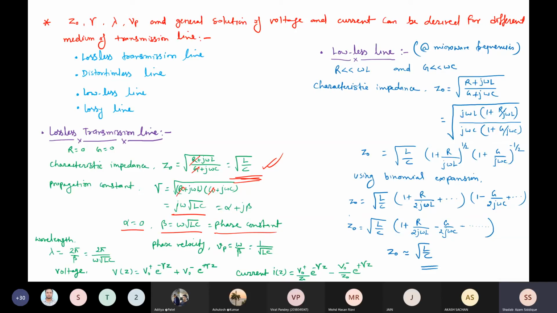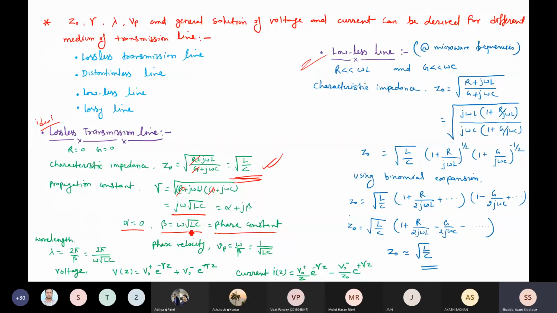So attenuation will not be there. But practically this lossless line is not possible. A practical transmission line is not lossless. There is always a loss, or you can say there is low loss in the transmission line. So this is the ideal case. But the practical case is the low loss transmission line. So we'll see practical cases.